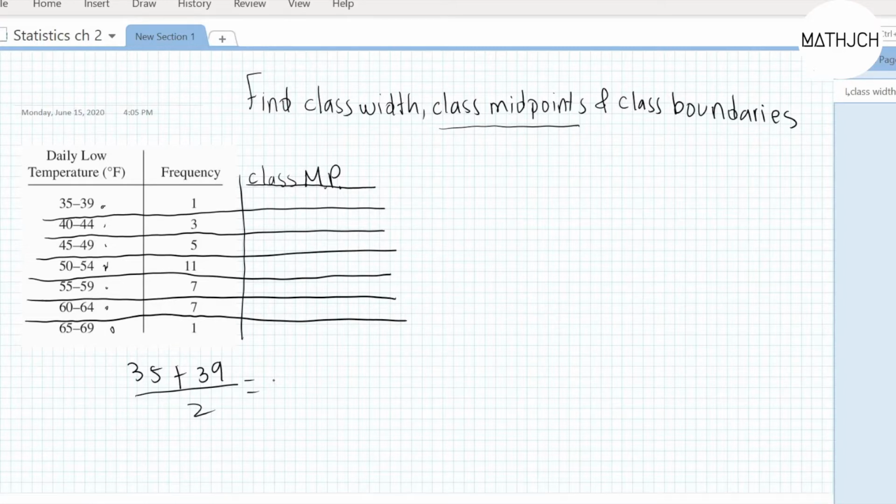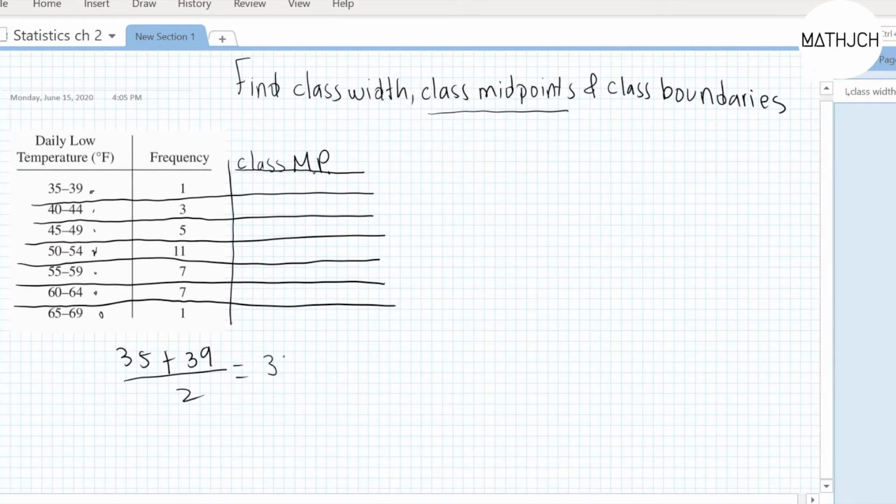Let's use the calculator. 35 plus 39 gives us 74, and then we divide it by 2, it's 37. So that's going to be our first class midpoint.